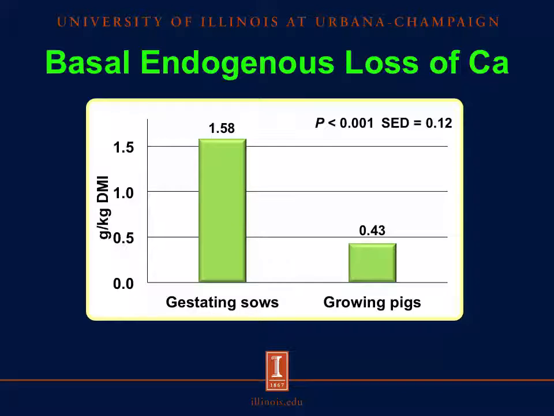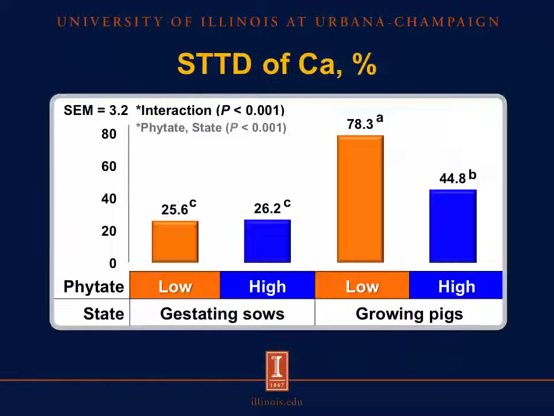Gestating sows had about 3 to 4 times greater basal endogenous loss of calcium compared with growing pigs. Unlike growing pigs, there were no data reported previously. Before we look at the data for STTD of calcium, let me set up the slide for the next couple of slides. At the bottom, the different physiological states, gestating sows and growing pigs, are represented and were divided into low or high phytate levels within each physiological state. Lastly, orange bars represent low phytate and blue bars represent high phytate diets.